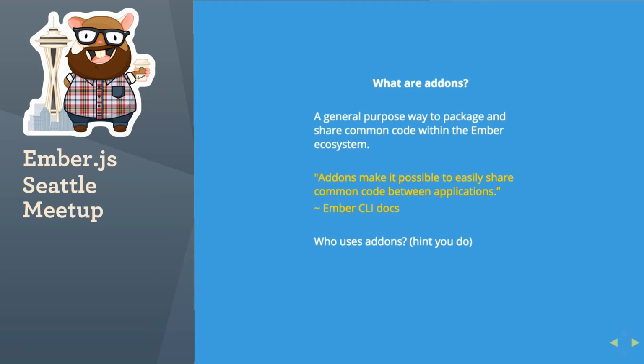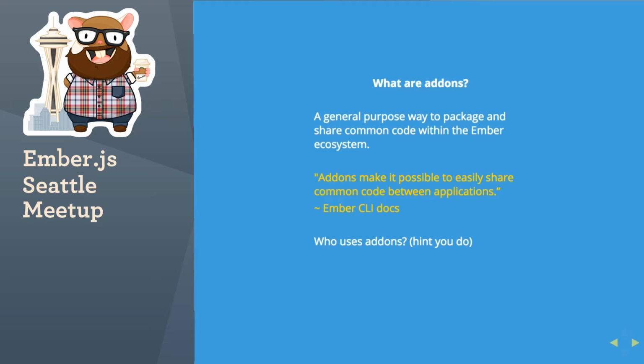So what are add-ons? Add-ons are a general-purpose way to package and share your code with the Ember ecosystem. It's one of the differentiators, actually, between Angular and Ember. Some of the positive things people say about Ember is that the ecosystem is really great. There's all these tools, this functionality I can install without having to build it myself. That's really empowered by add-ons. And the Ember-Cli folks have put a lot of thought into trying to make that as seamless and as useful to the end user as possible.